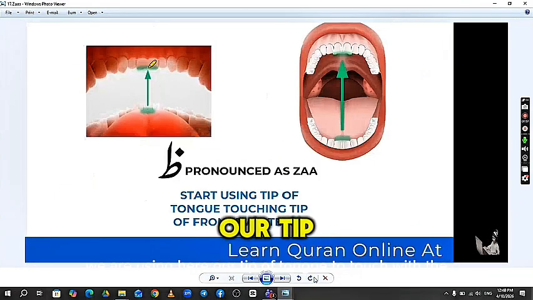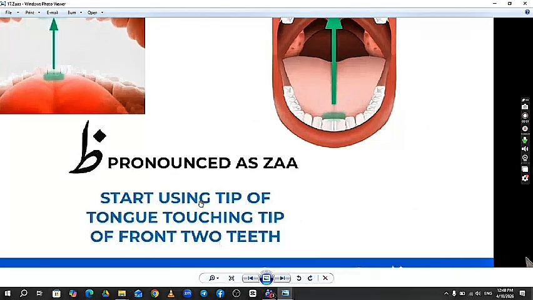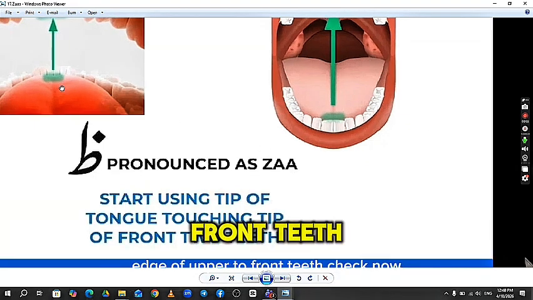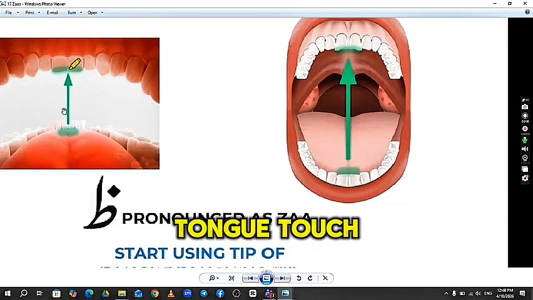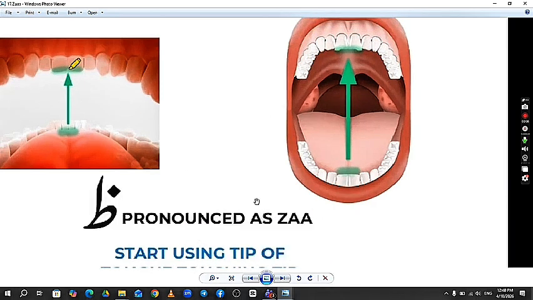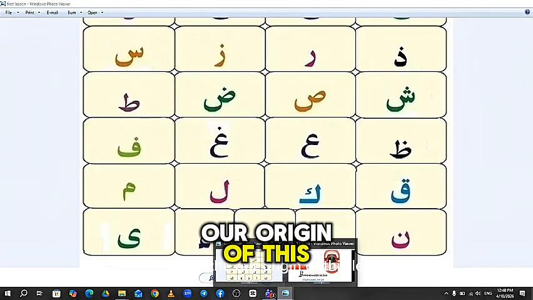We are using the tip of the tongue to touch the edge of the upper two front teeth. Check now. This is the inner view of the mouth. So the tip of the tongue touches the edge of the upper two front teeth. Okay, so this is the origin of this letter.